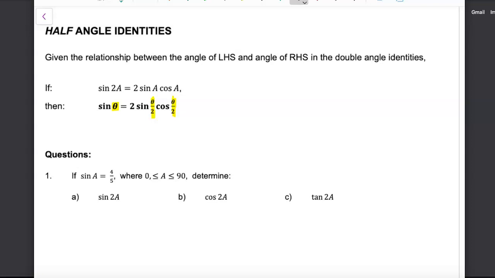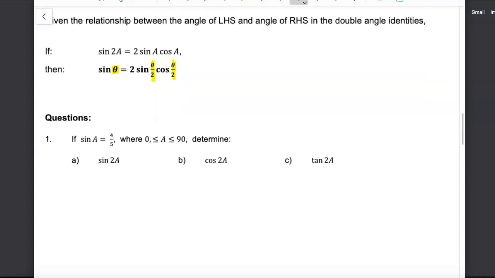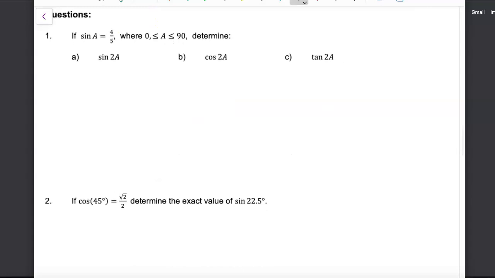So let's take a look at some questions. So if the sine of A is 4/5, where the angle A is acute, let's determine the value of the following. So we've got a trig ratio here, so I'm just going to draw myself a triangle to recognise that if we're looking from angle A, the opposite is 4, the hypotenuse is 5, which means the adjacent side is going to be 3 with our Pythagorean triple.